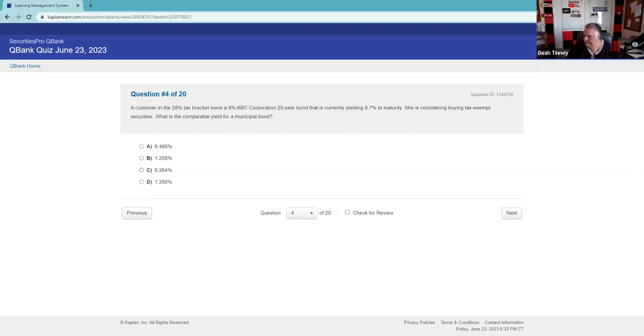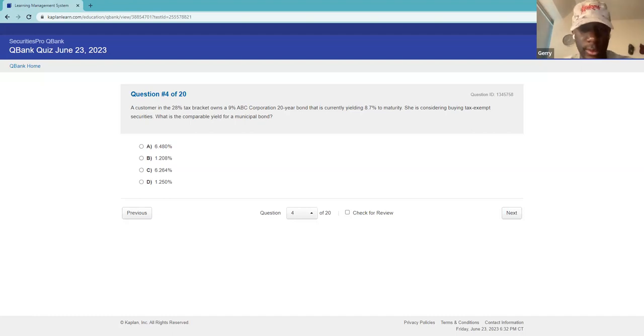I always get taxable and tax-free mixed up, but I would, in this case, divide the 8.7 by 100 minus 28. Are you going to use the 8.7 or the 9? Remember, you're collecting $90 in annual interest. 9% on par is $90. So of that $90, the government's confiscating 28% from you. So you're not going to be using the yield to maturity here. You're going to be using the 9%.